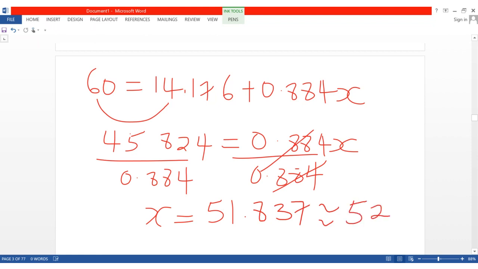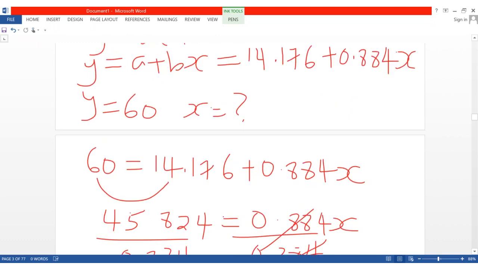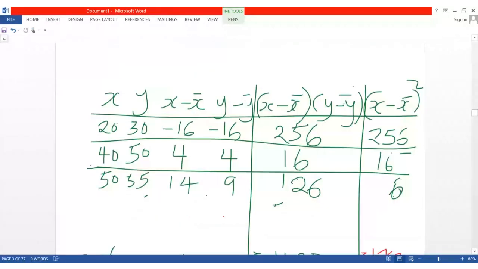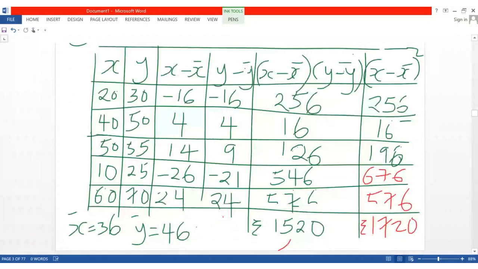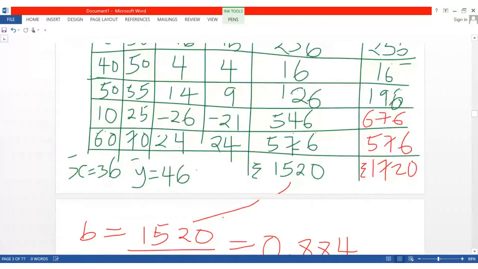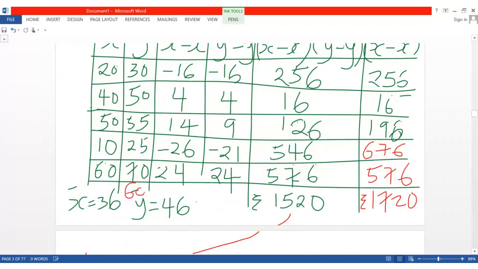So you can see there was a mark that was not there, 60. I can predict a value of x. Instead of guessing the value of x, I've been able to use the regression equation to predict. I believe in the previous example, they somehow made a mistake, because it should never get a negative mark. If the student had scored 60 on the y, the corresponding mark for x will be 52. Basically, I've shown you that you can predict.